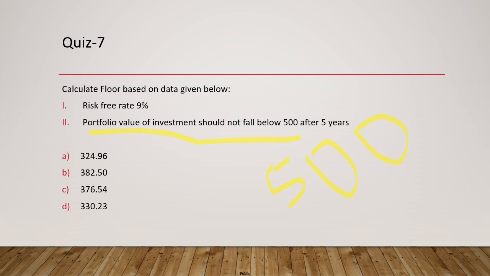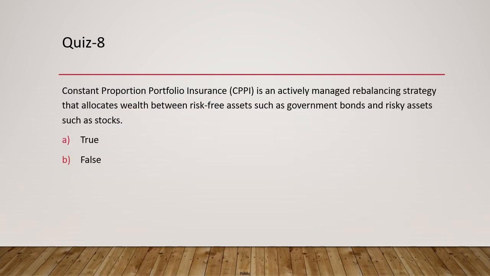And how do we find the PV? We know that the risk-free rate is 9%, so we divide by the risk-free rate. So this is divided by 1 plus 9%, and then we raise it to the power of 5, right? Once we have done this, we get the PV, and the PV will be this much, correct? So we have the answer for the 7th one. So we go to the 8th one.